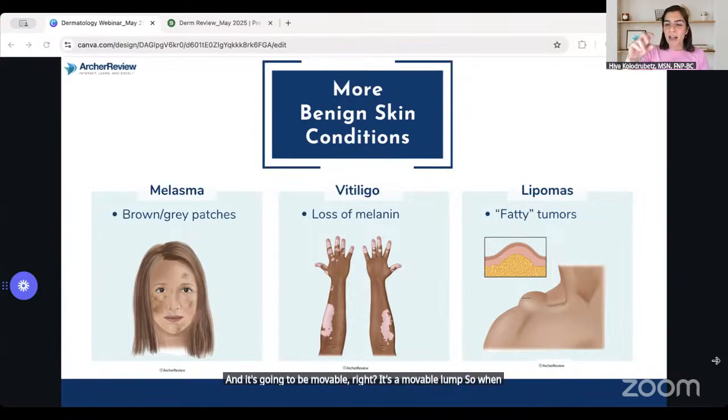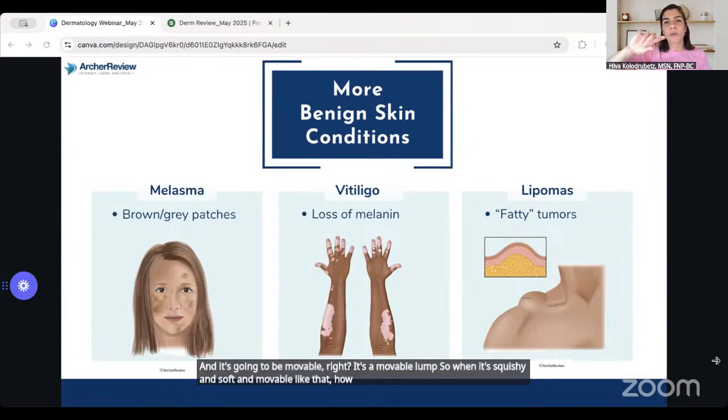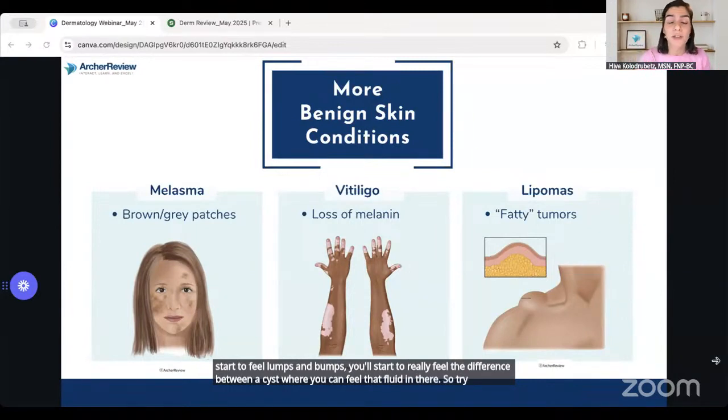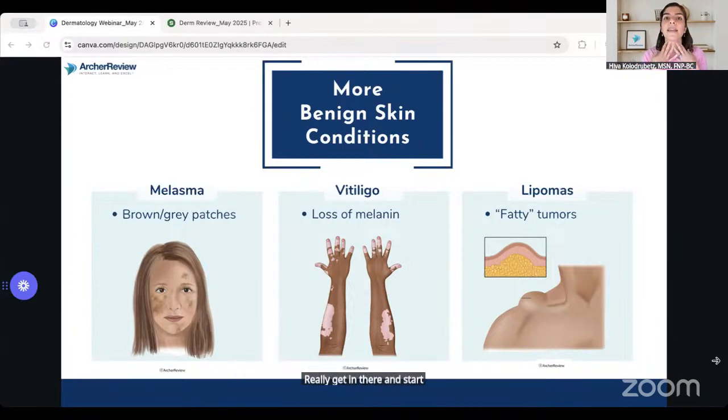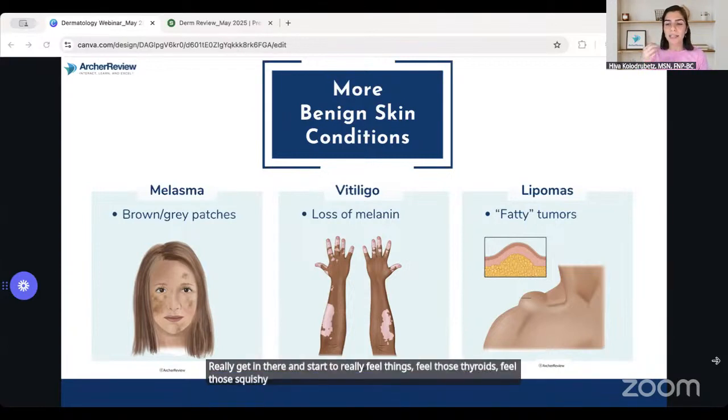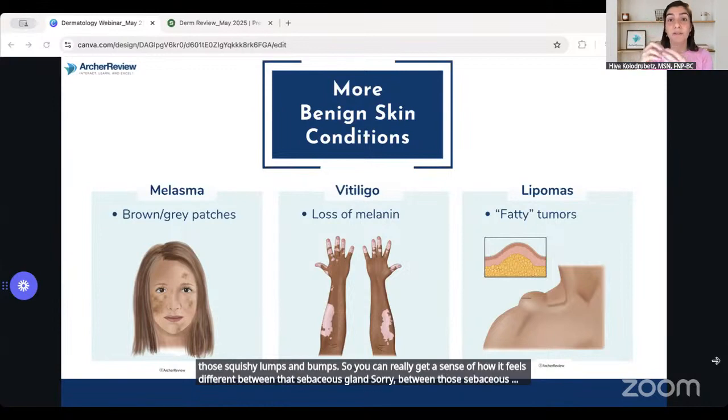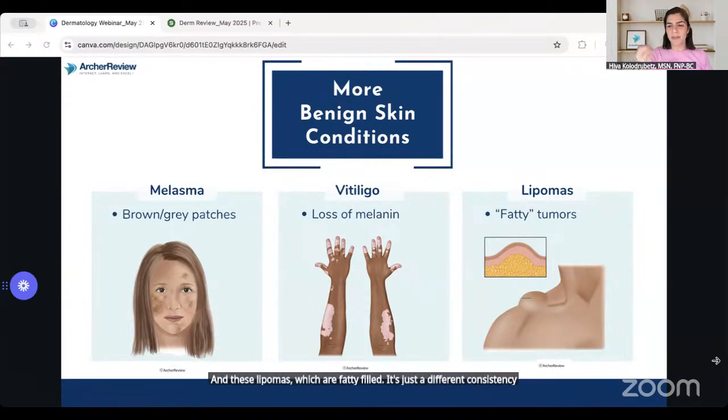So when it's squishy and soft and movable like that, how can you tell it's not a cyst? Once you start to feel lumps and bumps, you'll start to really feel the difference between a cyst, where you can feel that fluid in there. So when you're especially going into your clinical rotations, try to really feel those things on your patients, right? You're a student, it's great. Even when you enter clinical practice as a novice NP, really get in there and feel those thyroids, feel those squishy lumps and bumps. So you can really get a sense of how it feels different between those sebaceous cysts, which are fluid filled, and these lipomas, which are fatty filled. It's just a different consistency.